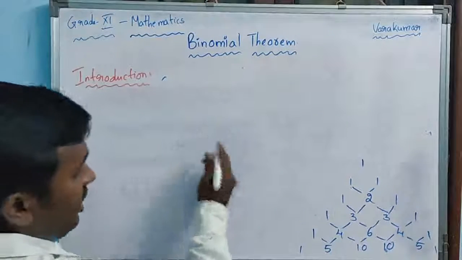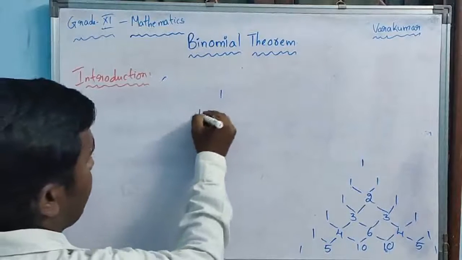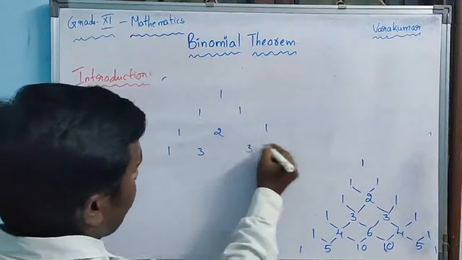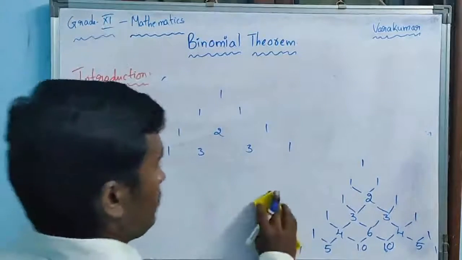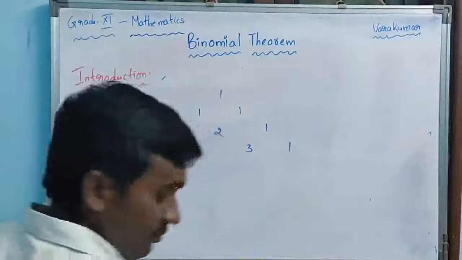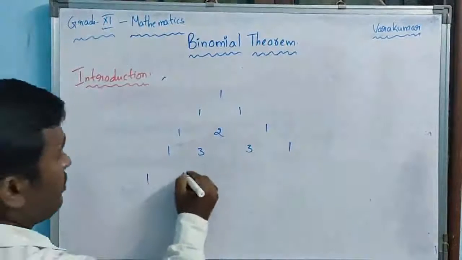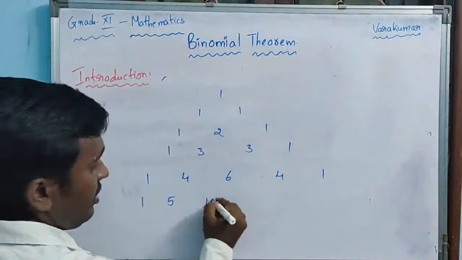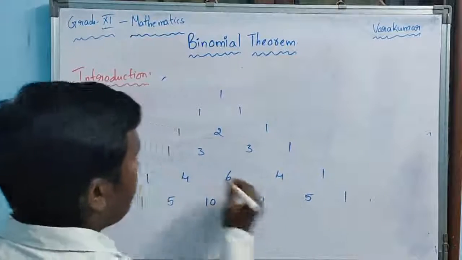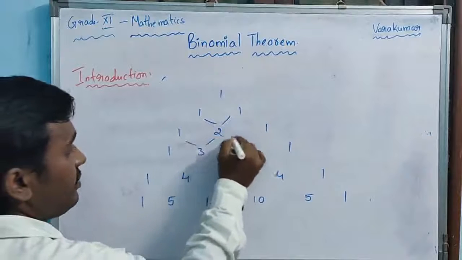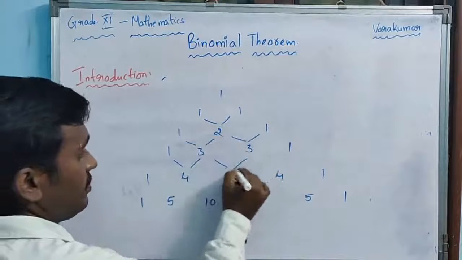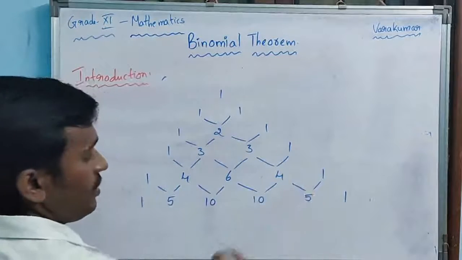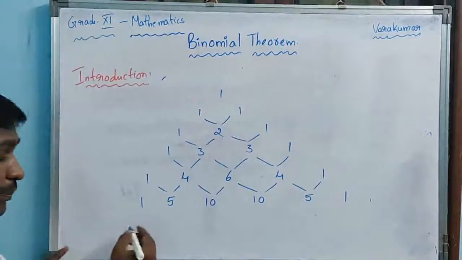See, so then even if you go further, okay, let me write it all in detail. So 1, 2, 1, 1, 3, 3, 1. 1, 4, 6, 4, 1, 1, 5, 10, 10, 5, 1. Okay, how did I do it? Addition. Right? Okay. Similarly, I can do it for 6 also.